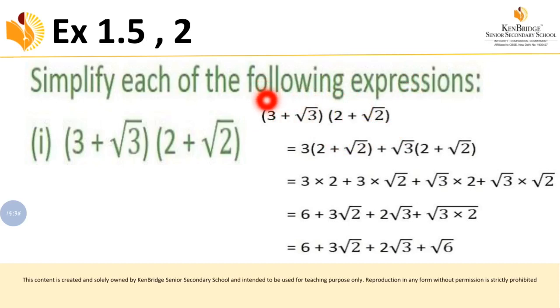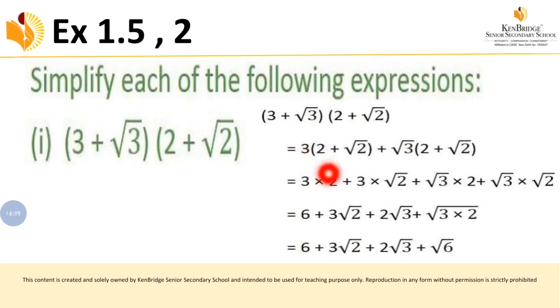And we are going to multiply 3 by this term and then root 3 by this term. So 3 into (2 plus root 2) plus root 3 into (2 plus root 2). 2 plus root 2 we have considered as a single term and we multiplied this term with these two terms. So the next step will be like this: 3 into 2, then 3 into root 2. In the same way here, root 3 into 2 and then root 3 into root 2, the same thing we have discussed earlier.